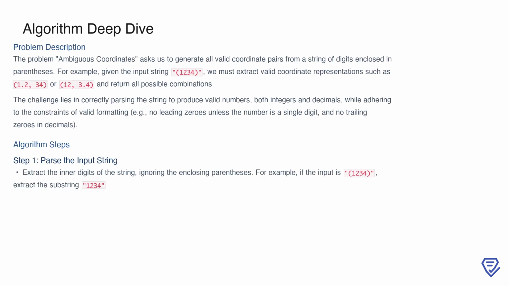The problem, ambiguous coordinates, revolves around generating all valid coordinate pairs from a string of digits enclosed in parentheses. For instance, if the input is (1234), we need to identify coordinate representations like (1.2, 34) or (12, 3.4) by exploring all possible combinations. The main challenge is to correctly interpret the string while maintaining valid number formatting. This means ensuring there are no leading zeros unless the number is a single digit, and avoiding trailing zeros in decimal representations. The first step in our approach is to parse the input string.